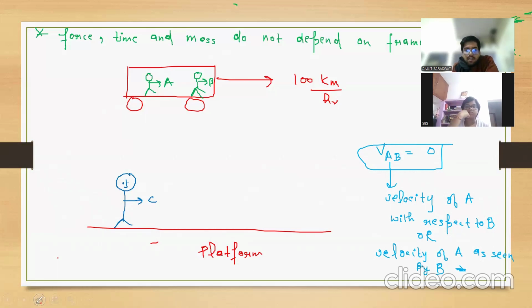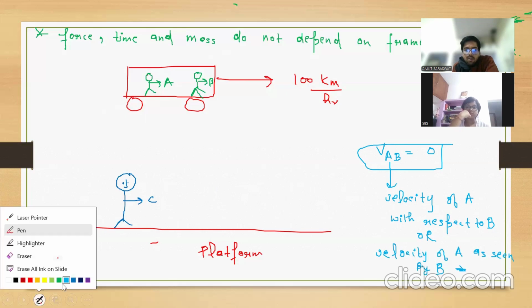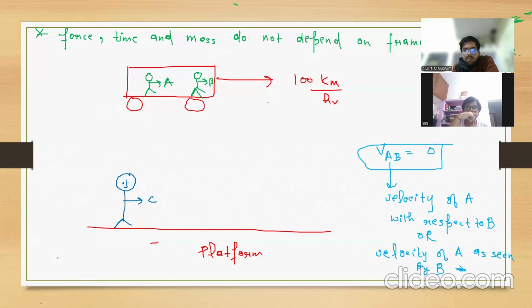Now if I ask a second question, what is the velocity of B with respect to A? Velocity of B as seen by A. If you are sitting in the train itself, then your fellow passenger will be at rest. Clear? Yes, sir. It is also at rest.